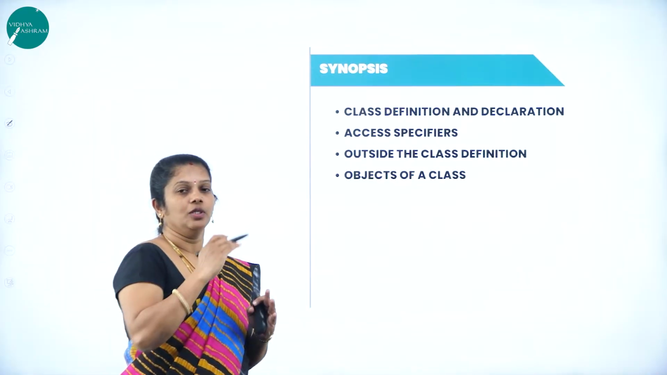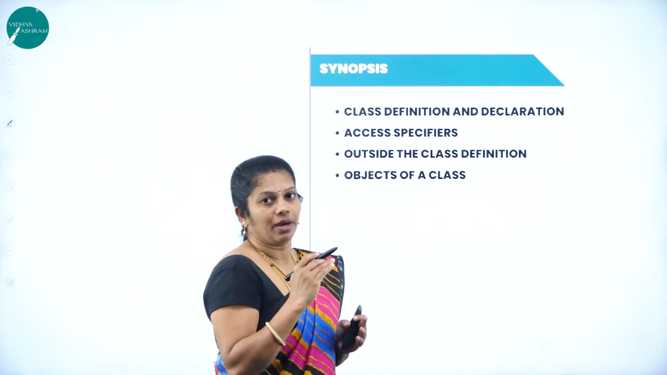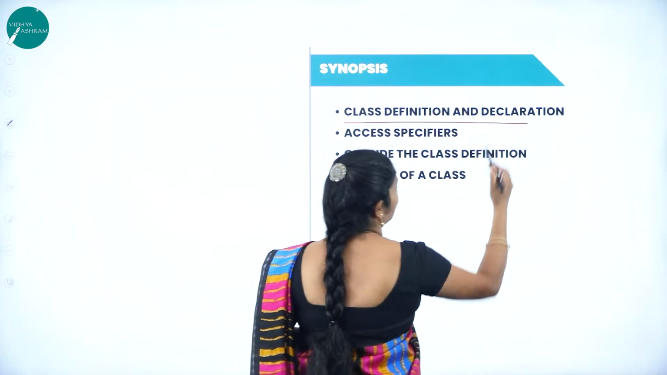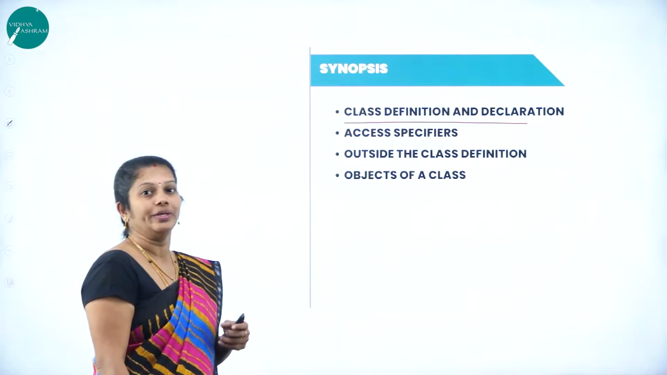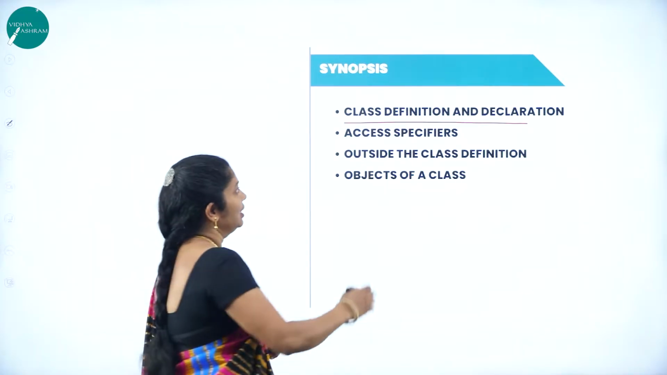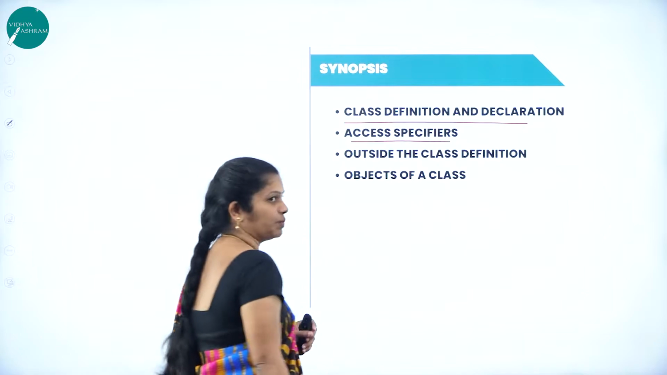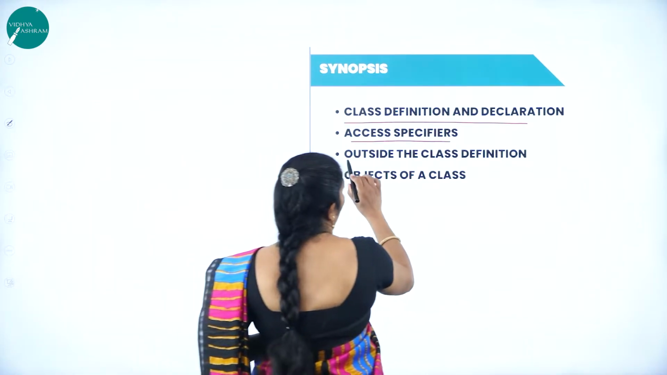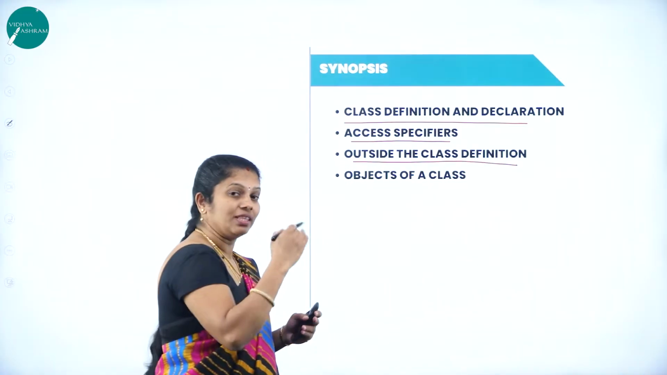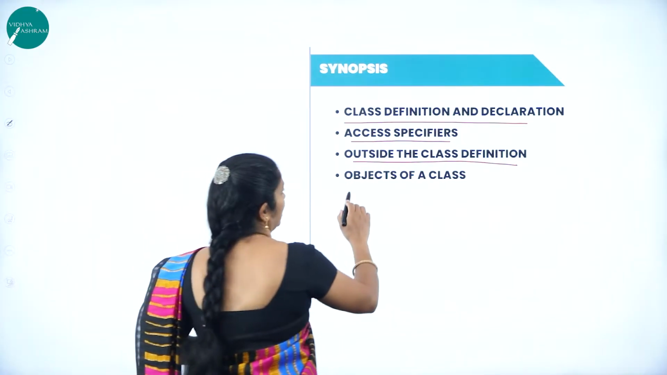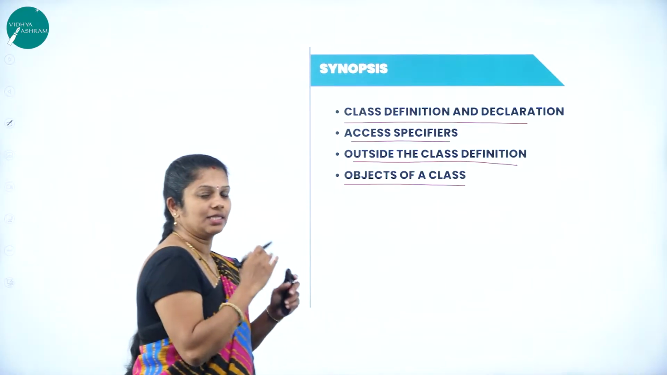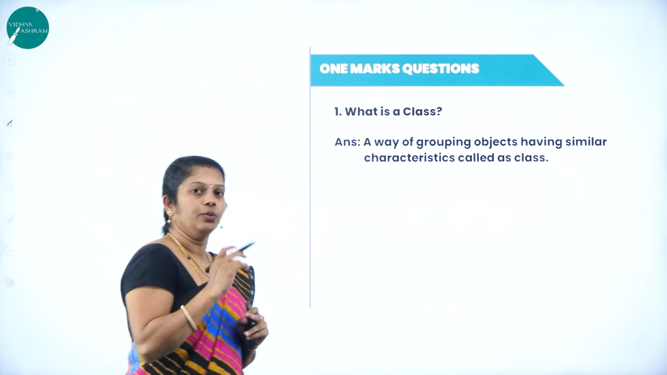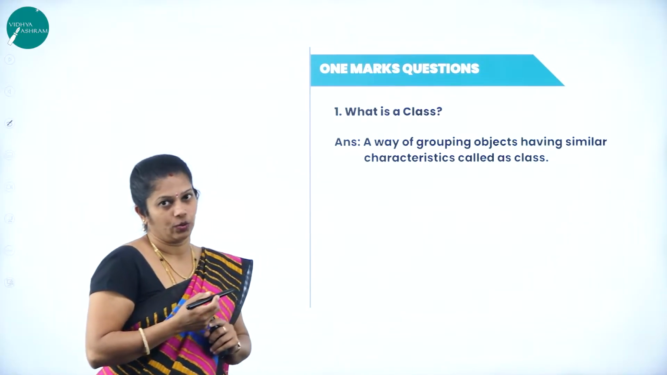In this chapter, you will study what is meant by class definition and declaration, how to create a class, how to declare and define the class. Then what is meant by access specifier, what are the main advantages of access specifier, outside class definition, inside class definition, and then the object of a class. These are the major concepts you will study in this chapter. As I already told you, 1 question for 1 mark as well as 1 question for 5 marks.